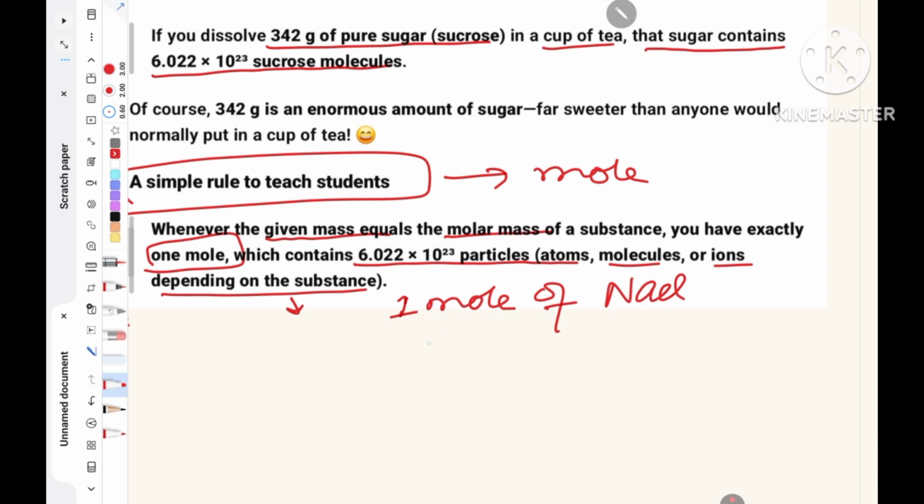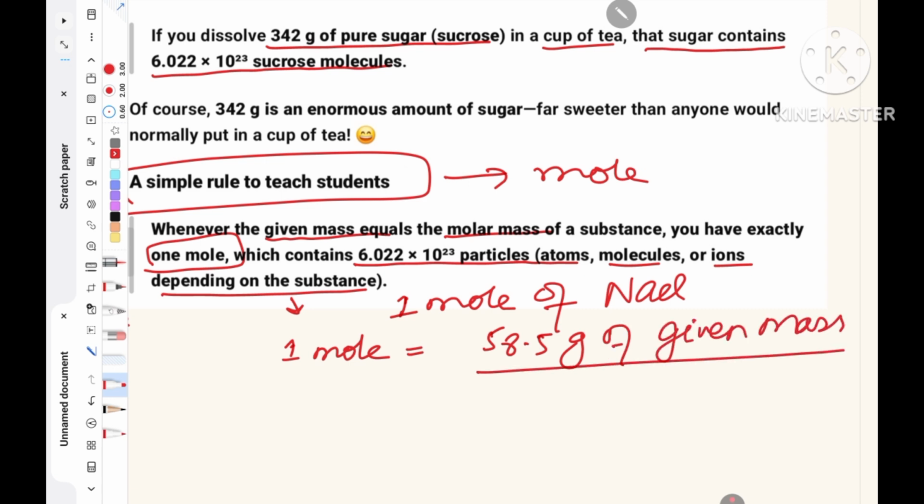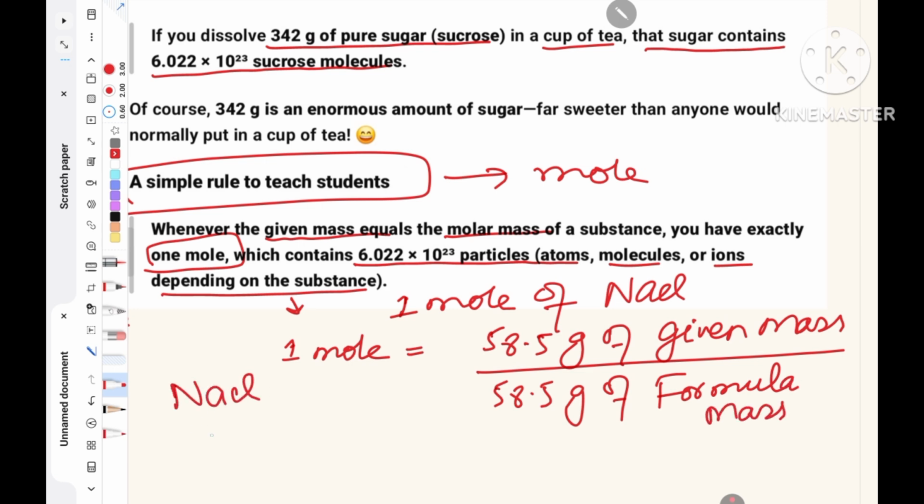NaCl: 58.5 gram of given mass over 58.5 gram of formula mass. How to calculate the molar mass?